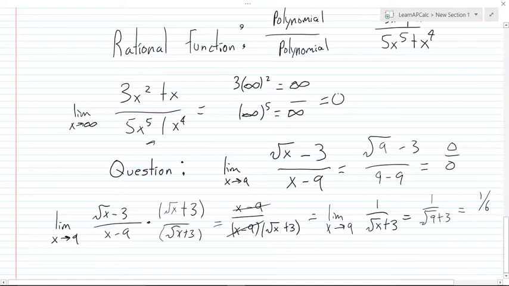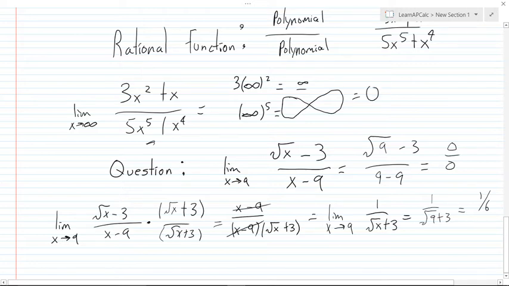Well, you have to think about the speed at which we're going to infinity. x squared goes to infinity pretty quickly, but x to the fifth is going to go to infinity much faster and reach a greater number. So a way to think about this is I have a smaller infinity and a bigger infinity. And so this over this is 0.